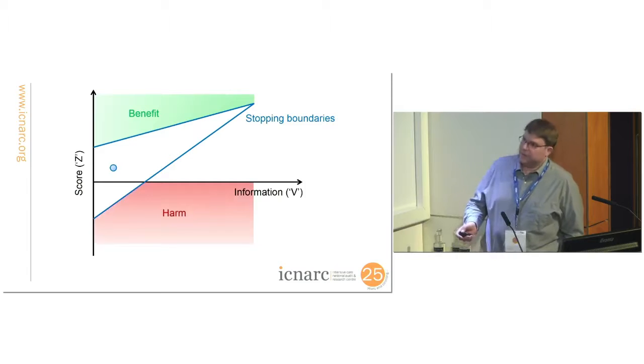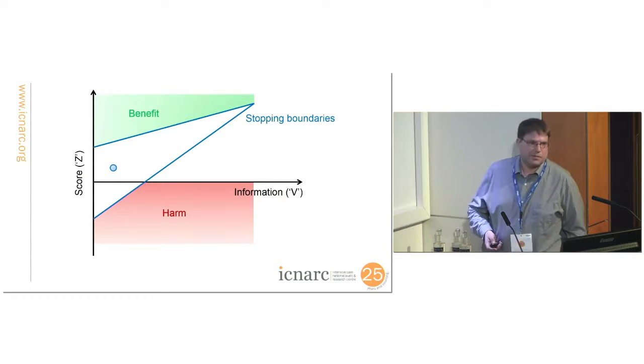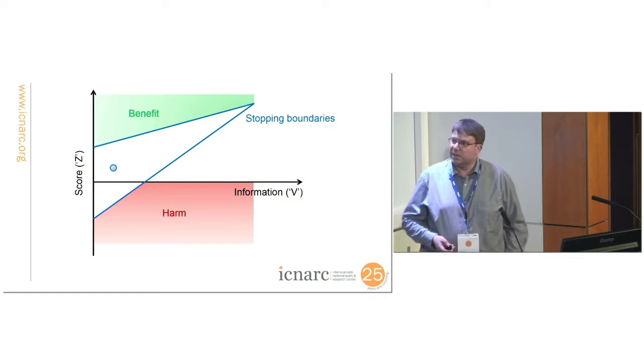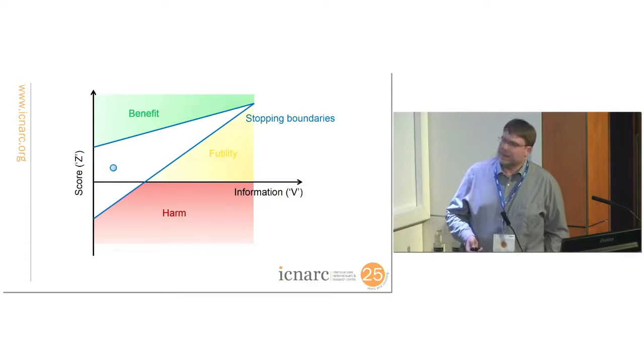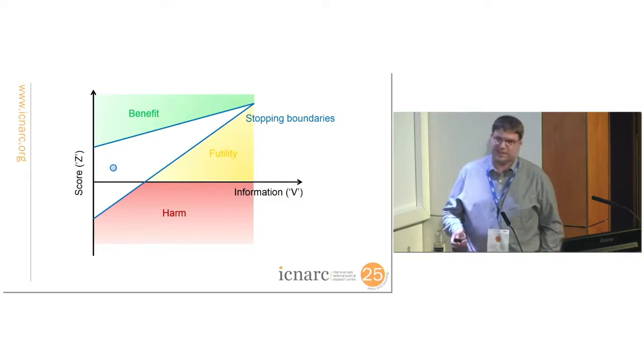If we cross the bottom line and are also below the score of 0, then we've shown that the intervention is harmful, and we would want to stop the trial. And then the interesting area we have over here is futility.